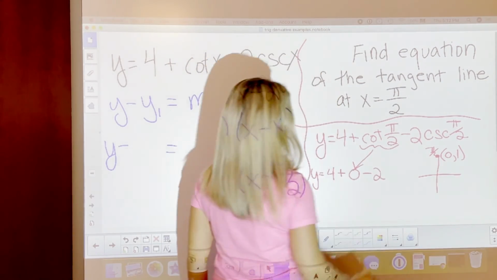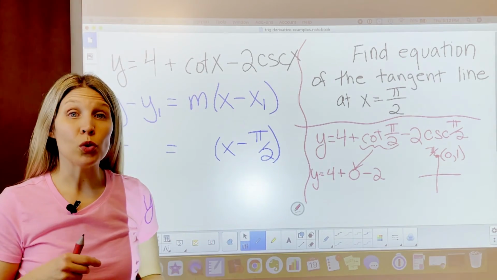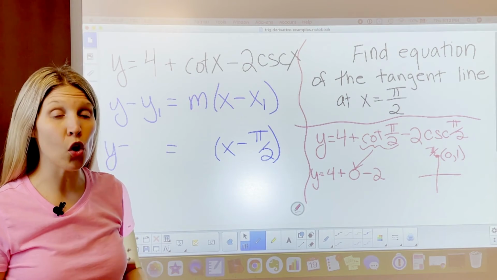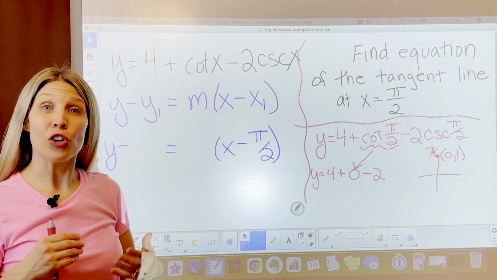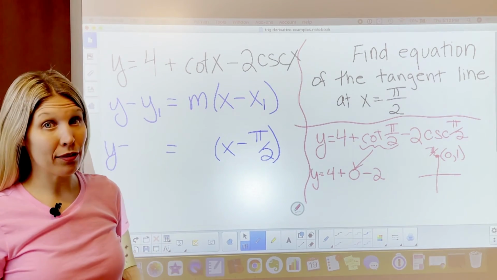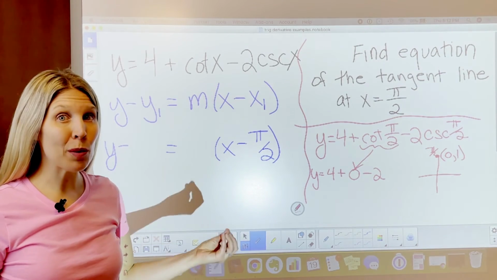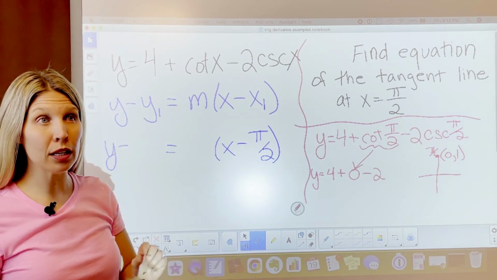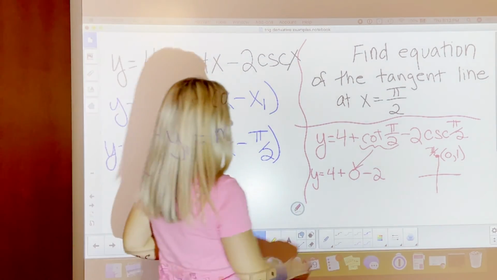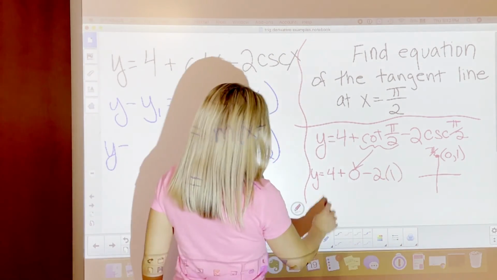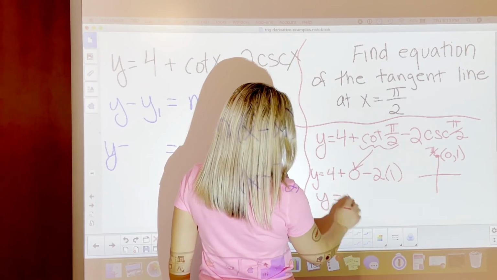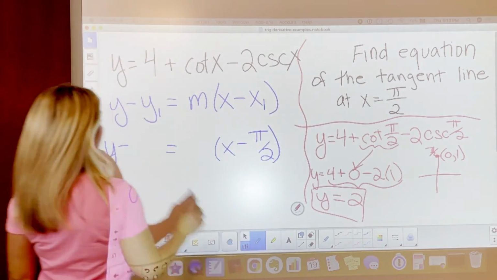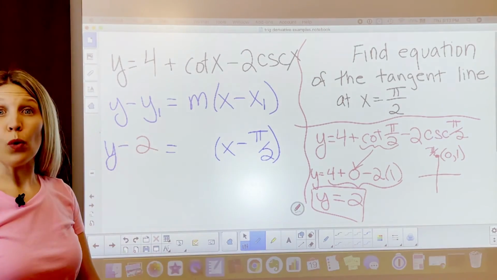minus 2 times, now we have to do cosecant at pi over 2, and cosecant is 1 over sine, and our sine value is the y value, and our y value at pi over 2 is 1. So 1 over 1, 1. So times 1. So here we have y equals 4 minus 2 is 2. So I can go ahead and plug that guy in right there.